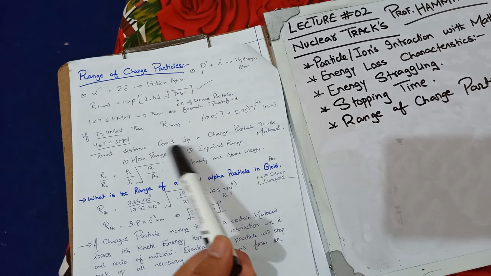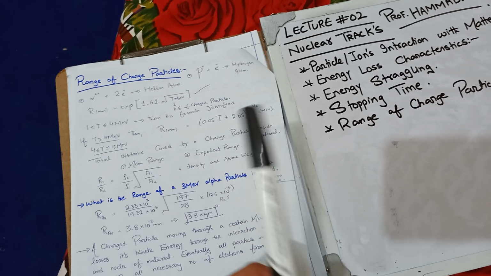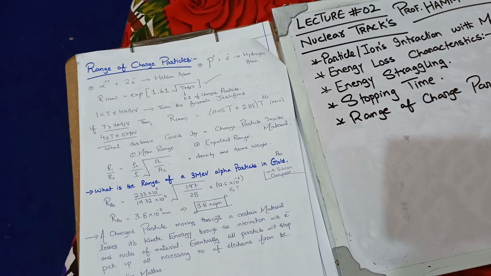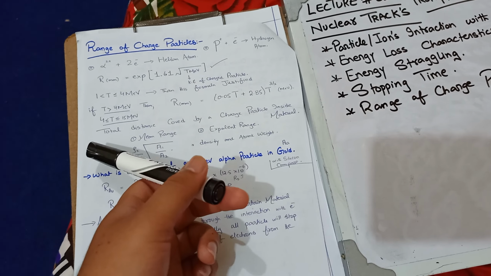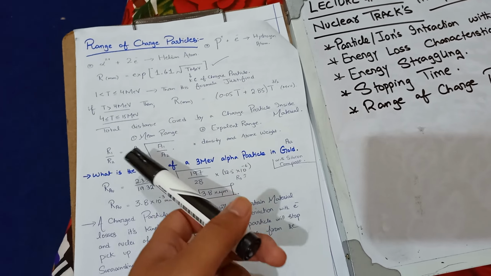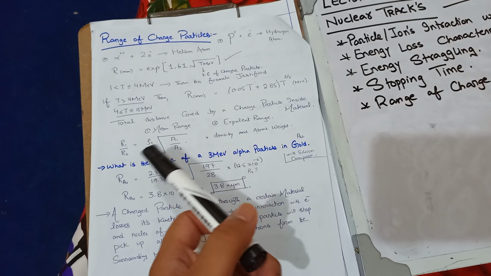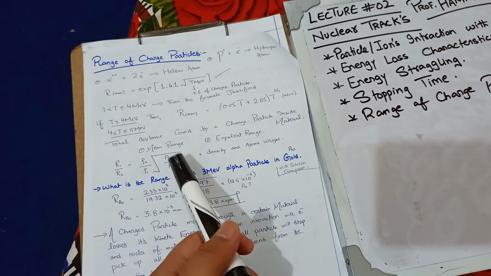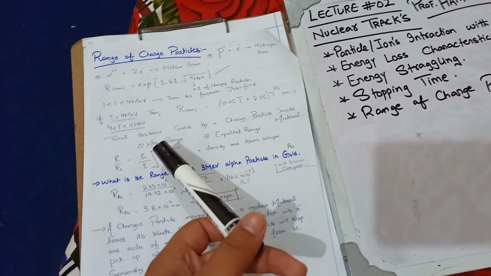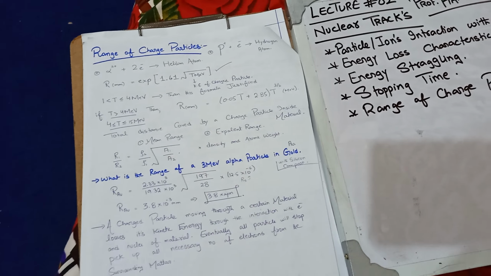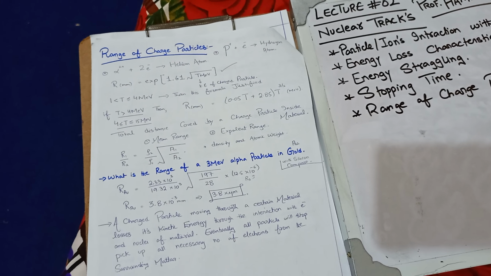So there are two different things. First is the mean range and the other is the exploit range. To find the mean range, there is a formula where you take the ratio r1 divided by r2, which equals rho 2 divided by rho 1, times the square root of area 1 divided by area 2. So let's take an example, so we know how to solve a problem to find the range.